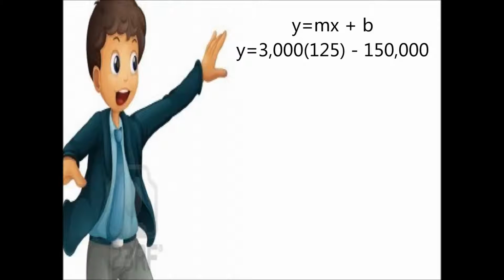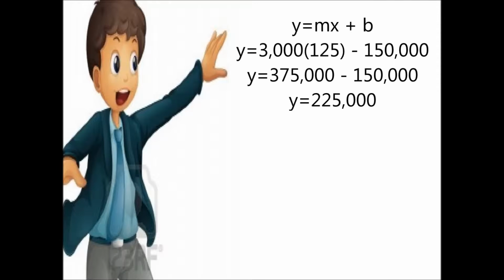So what happens if they sell 125 cars? Plug in m and b and change x to 125. You times 3,000 by 125, which will give you 375,000 minus 150,000. After subtracting 150,000, you are left with 225,000. That's how much money you made when 125 cars were sold.